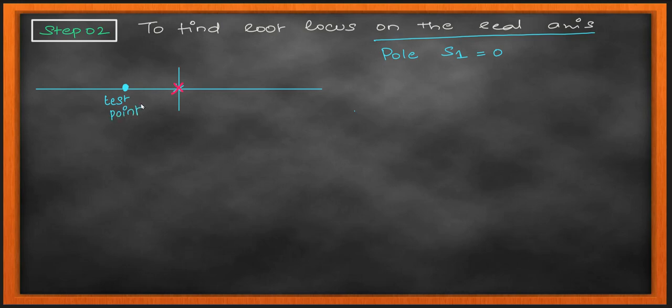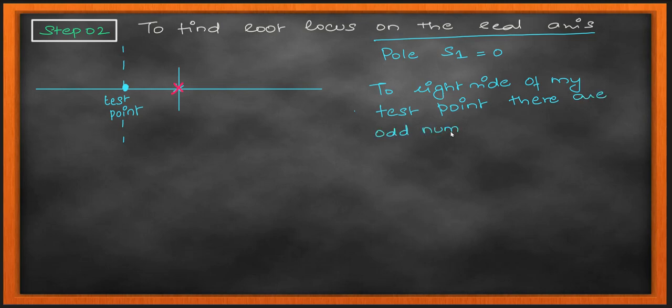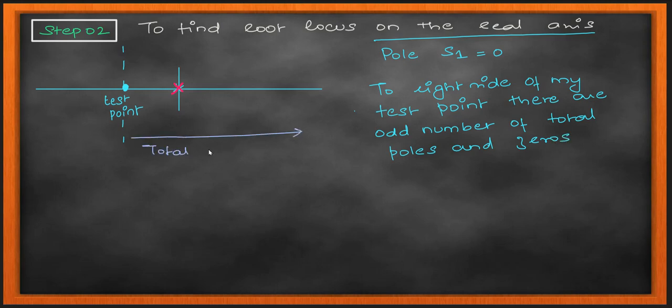So now to find the root locus on the real axis, you take a test point after this pole S1 equal to 0, because the real axis is your horizontal axis. What we want to do is see how many poles and zeros are there after this test point. If I take it prior to S1 equal to 0, on the right hand side, then I don't have any poles and zeros, so it is insignificant. So I place it on the left side after S1 equal to 0.